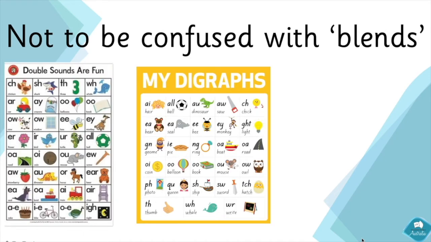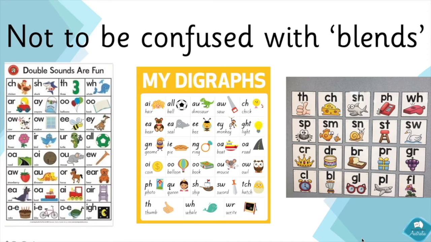All right, here are some fun things that I found on Pinterest and Instagram, and this is just causing confusion. If we have a look at that first one, double sounds are fun. Now, if we have a look even at the first row, CH making our ch sound, it's actually not a double sound, it's a single sound made by two letters. So that can actually cause some confusion with students if that poster is up and it's taught in those ways.